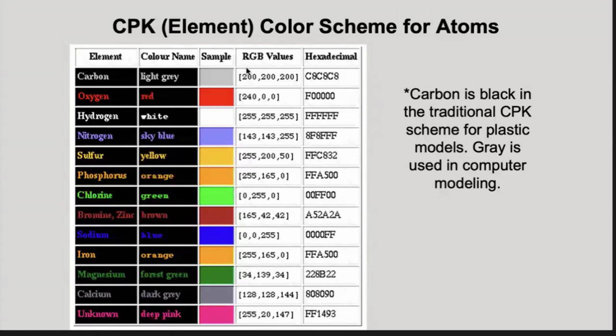So this is actually exported from one of the old molecular visualization apps that I used to use. This one doesn't exist anymore, but it was kind of nice that you could actually export this little table. And that particular software used light gray for carbon, red for oxygen, white for hydrogen, sky blue for nitrogen, yellow for sulfur, orange for phosphorus, green for chlorine, and so on and so forth. And it gives you little color samples here. It gives you the RGB values if you wanted those for some reason. It even gives you the hexadecimal values in case you wanted those. Just a different way of representing RGB.